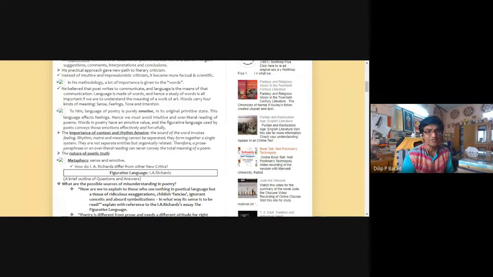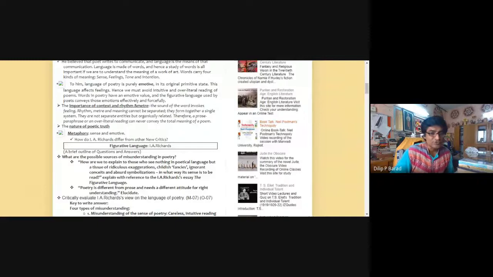To him, the language of poetry is purely emotive in its original primitive state. This language affects feelings. Hence, we must avoid intuitive and over-literal reading of poems. Words in poetry have an emotive value, and the figurative language used by poets conveys those emotions effectively and forcefully.